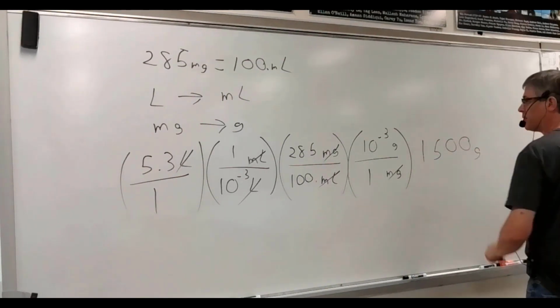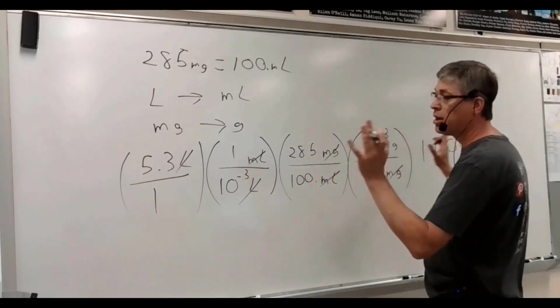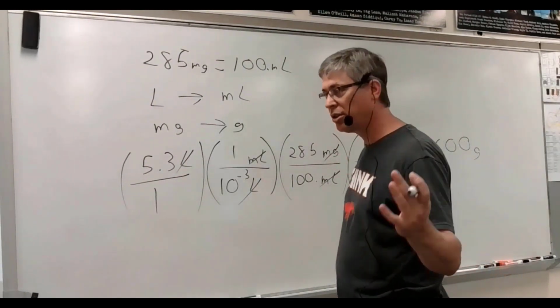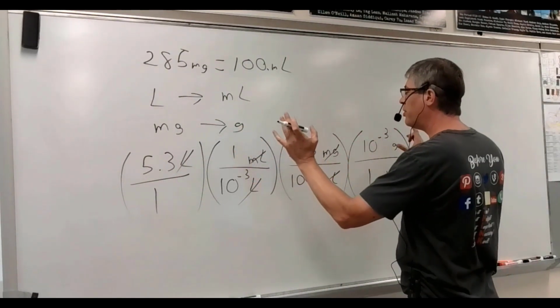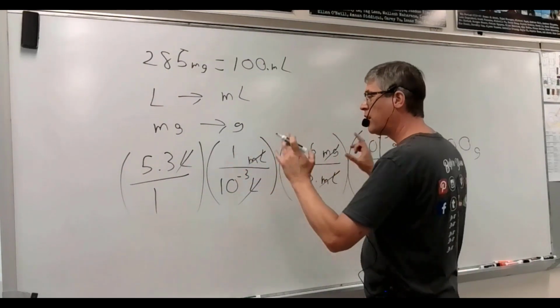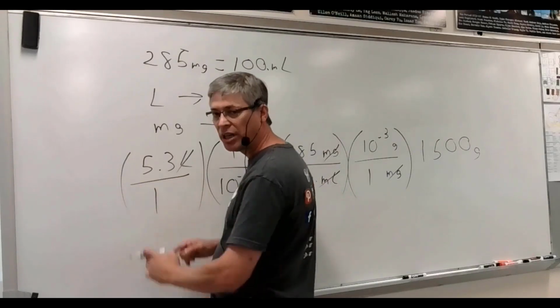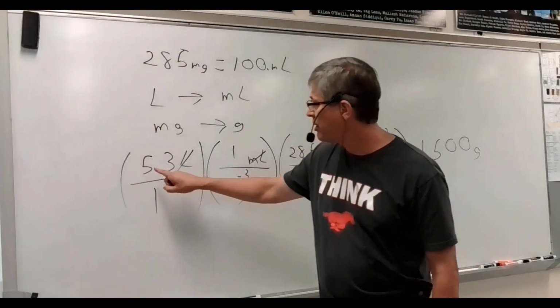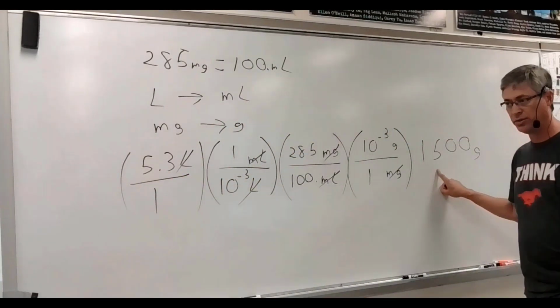1,500 grams. 2 sig figs, because I don't know if I've talked about this earlier in the notes, but for our conversion factors, these are considered to be infinitely precise. We only look at our initial measured quantity for determining sig figs. This had 2, so I want my answer to 2 sig figs.